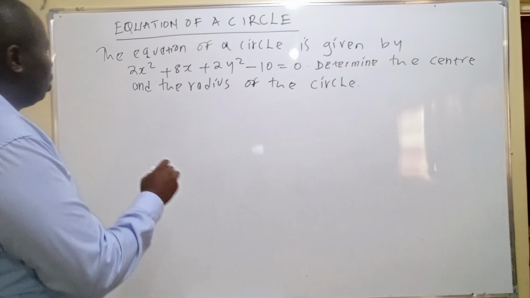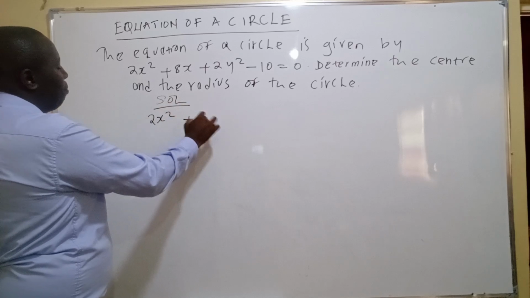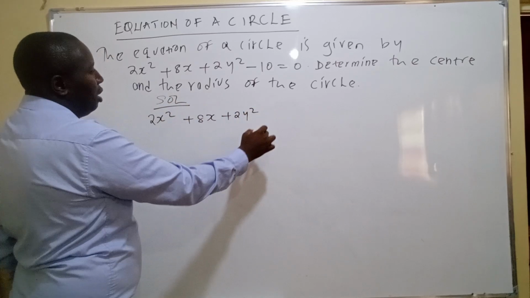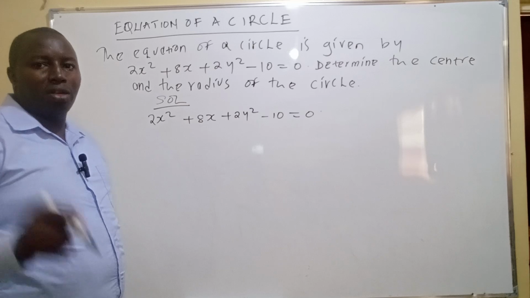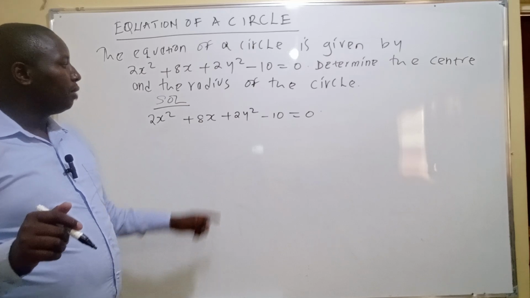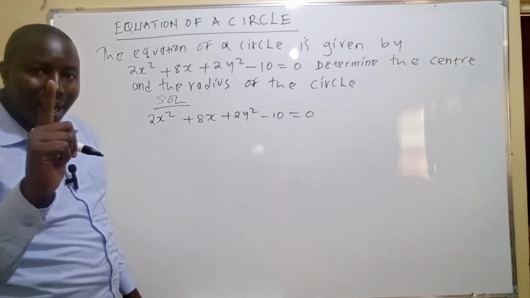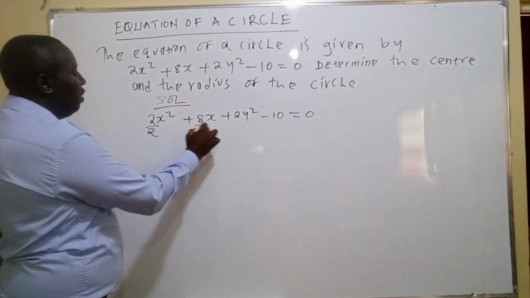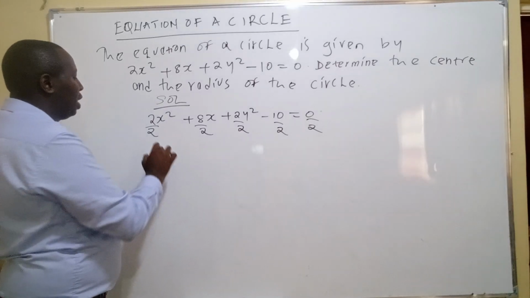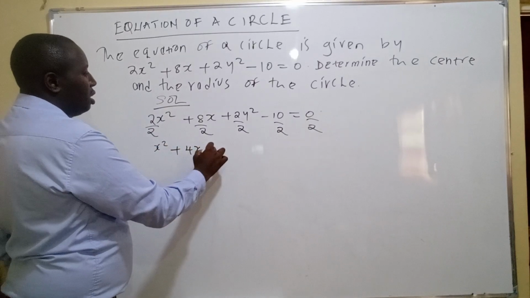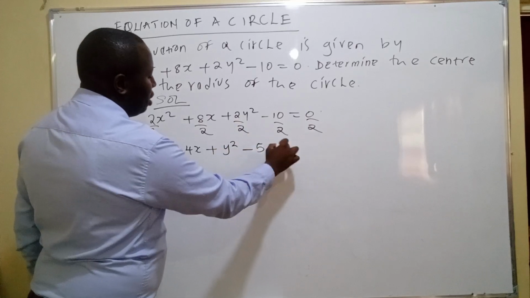The equation given there is 2x squared plus 8x plus 2y squared minus 10 is equal to 0. When you have this kind of question, step number 1 is to make the coefficient of x squared and y squared 1. So you divide by 2, every term, even 0 divided by 2. Therefore you get x squared plus 4x plus y squared minus 5 is equal to 0.